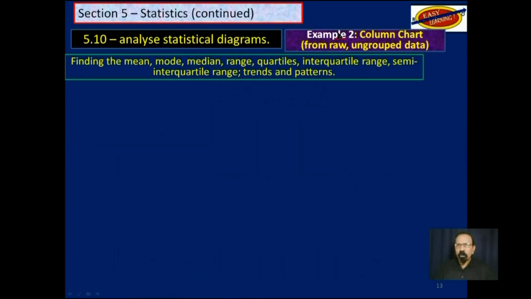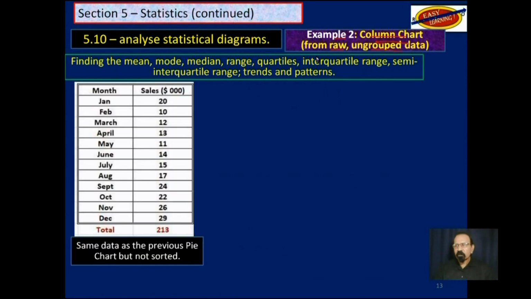Example 2, column chart from raw ungrouped data. So what I did, I used the same data as I used for the previous pie chart, but in this case, it is not sorted. So I'm using this table here to prepare the column chart or column graph, and we will follow the same procedure to find those features from the graph.